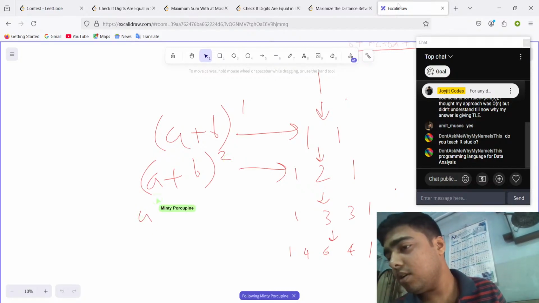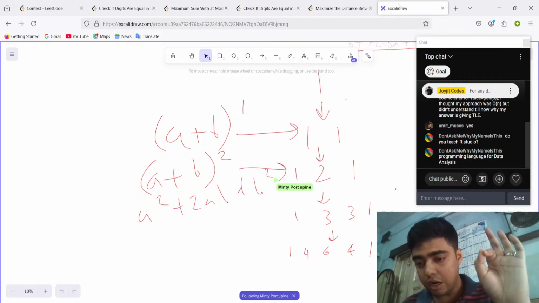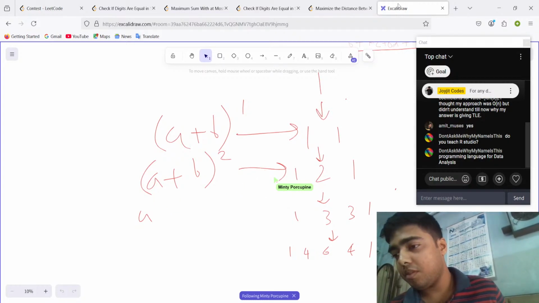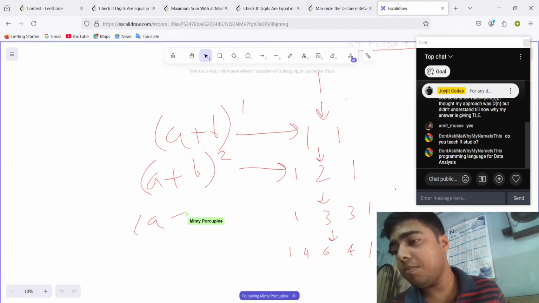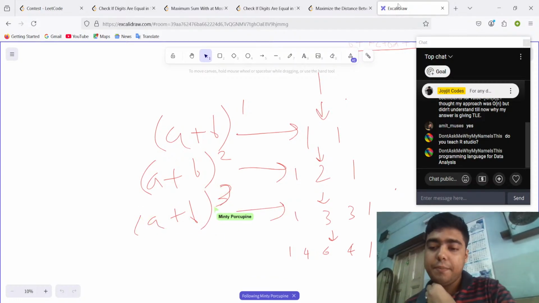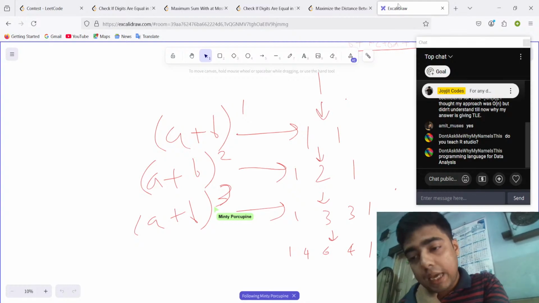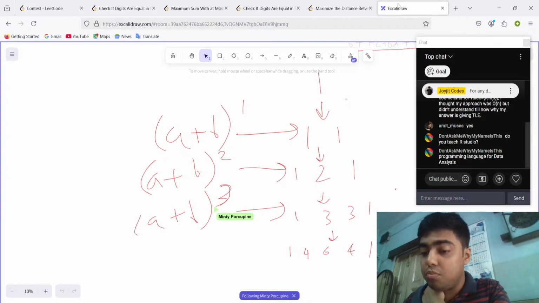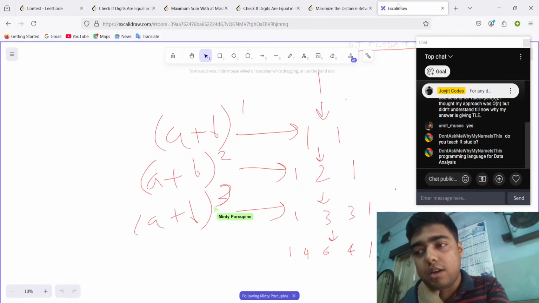It is a squared plus 2ab plus b squared. So what are the coefficients? 1, 2, 1. Now if you are going for a plus b to the power cube, a plus b cubed, you know what the value is going to be? The value is going to be a cubed plus 3a squared b plus 3ab squared plus b cubed, right? I don't know how many of you know about this formula, but that is how it works.